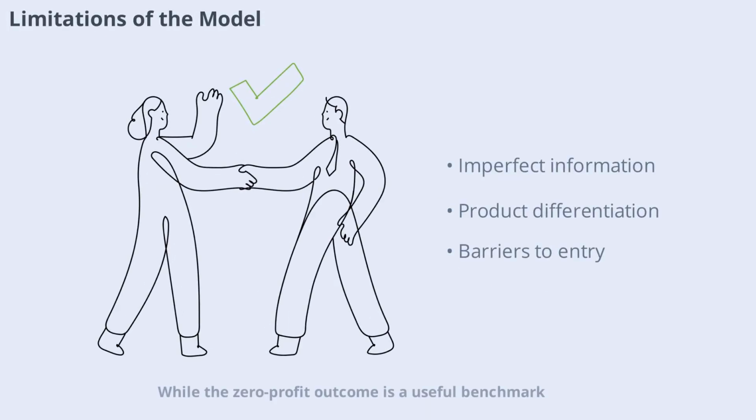While the zero-profit outcome is a useful benchmark, real markets are often more complex. Imperfect information, product differentiation, and barriers to entry can all affect outcomes. Still, the basic principles of entry, exit, and profit normalization provide valuable insights into market behavior.